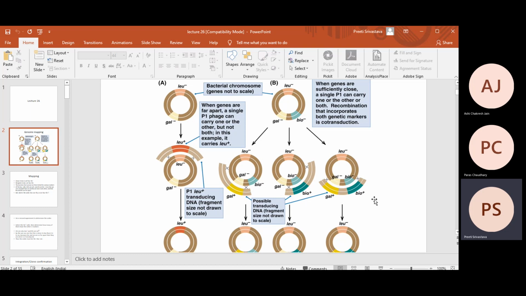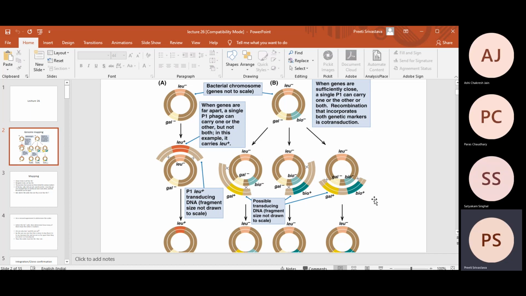The colonies that are obtained by P1 transduction are called transductants. For example, in case of transformation, they are called transformants. In case of transduction, they are called transductants. In case of conjugation, they are called transconjugants.